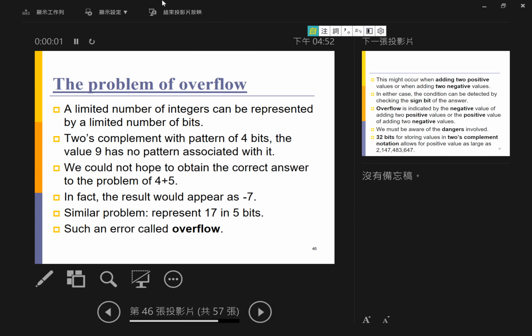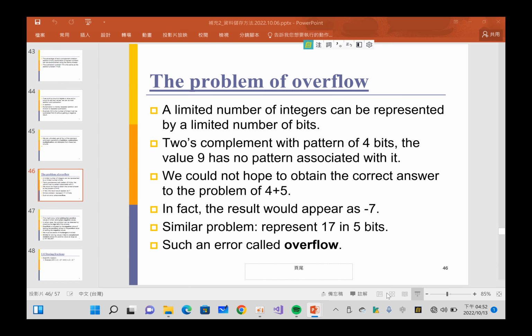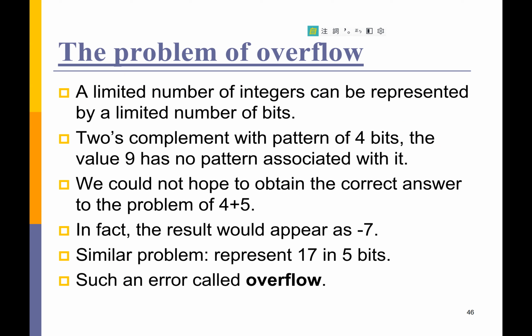Now, let's do a little math. In a 4-bit system, when we do 4 plus 5, we should get 9. But if you do the math in two's complement notation, the result shows you -7, which is a totally wrong answer, because if you add two numbers, both of them positive, you should get a positive value. But here, you get a negative value.